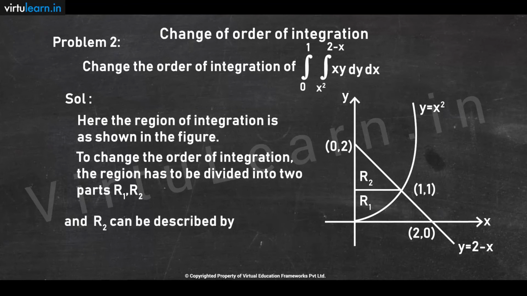Now R2 lies between y equal to 1 and y equal to 2. It lies between the y-axis, that is x equal to 0, and the straight line x plus y equal to 2, or x equal to 2 minus y. So the inequalities describing the region R2 are 1 less than or equal to y less than or equal to 2, 0 less than or equal to x less than or equal to 2 minus y.